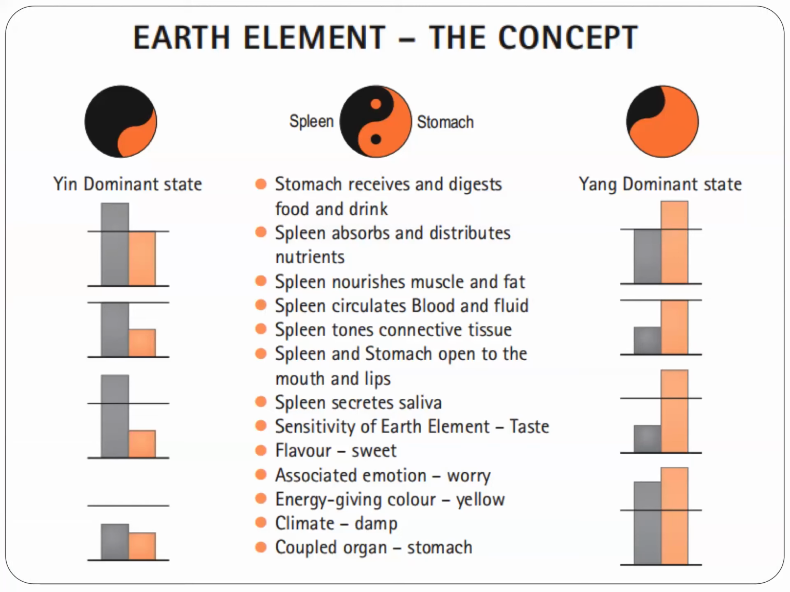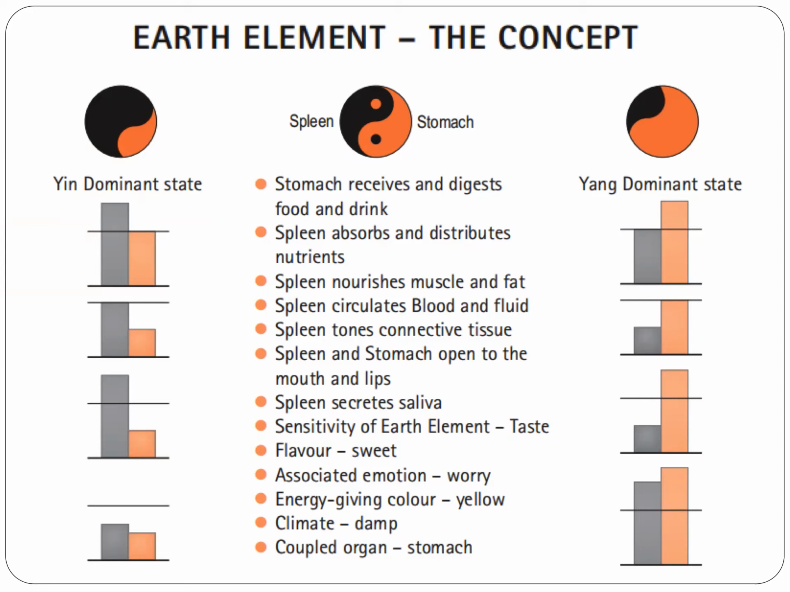Okay, we have the yin dominant state and the yang dominant state. Stomach receives and digests food and drink. Spleen absorbs and distributes nutrients. Spleen nourishes muscles and fat. Spleen circulates blood and fluid. Spleen tones connective tissue. Spleen and stomach open to the mouth and lips.